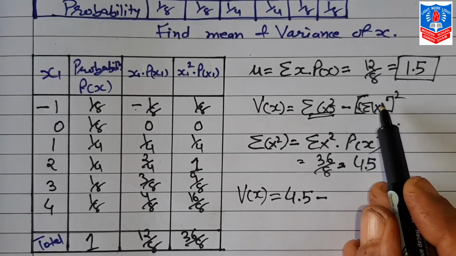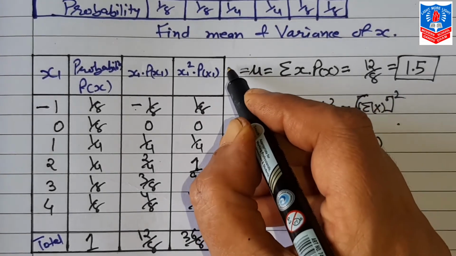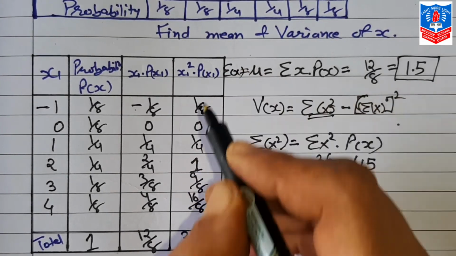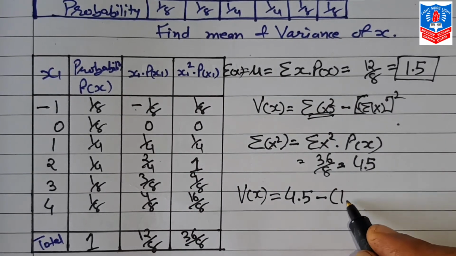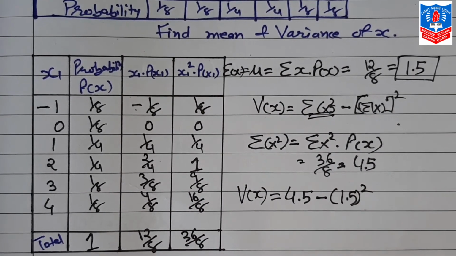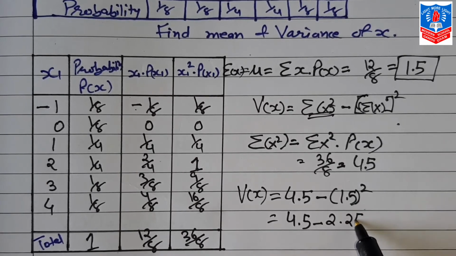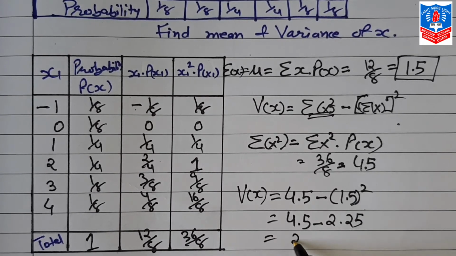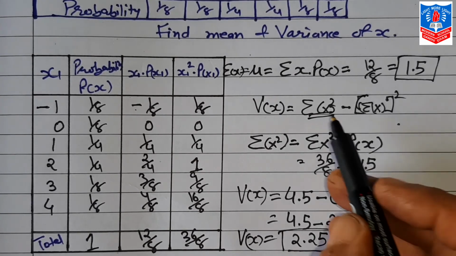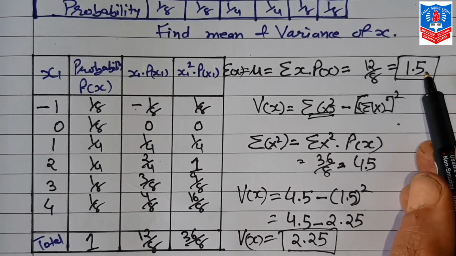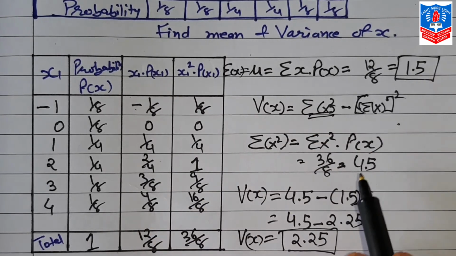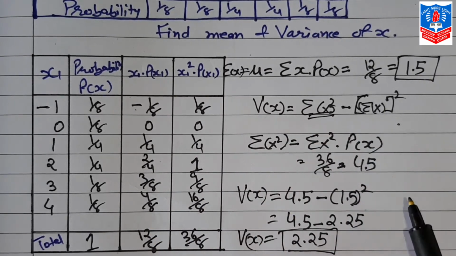Now this sigma x is mu only, because we call it this way also, sigma x. So it's 1.5 whole square. Okay, so this will be 4.5 minus 1.5 square, which comes 2.25. You subtract this, we get 2.25. So variance of x is 2.25, while mu is 1.5. So this is how we find mean and variance.